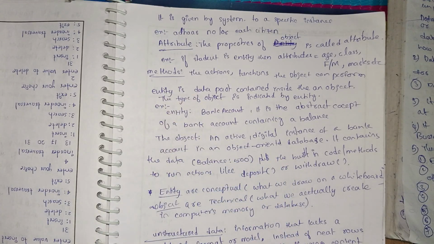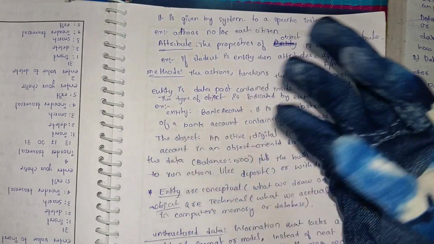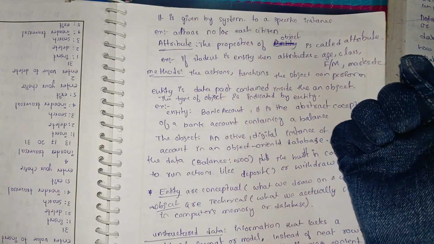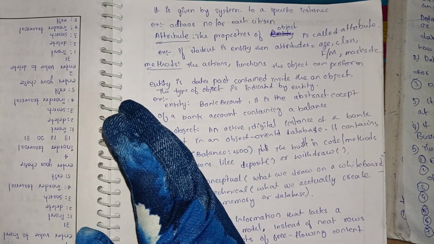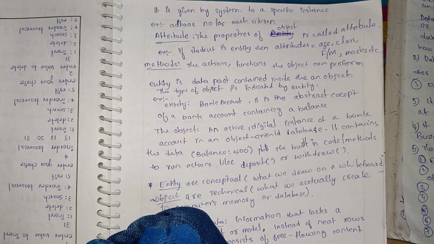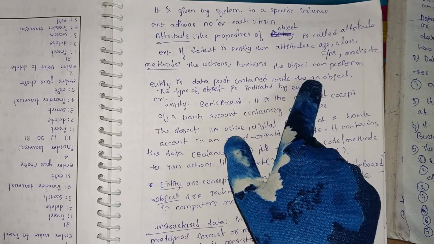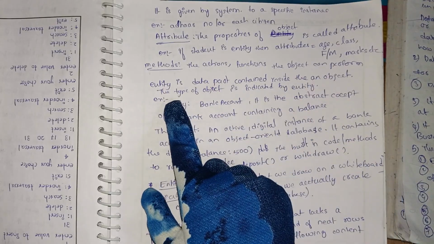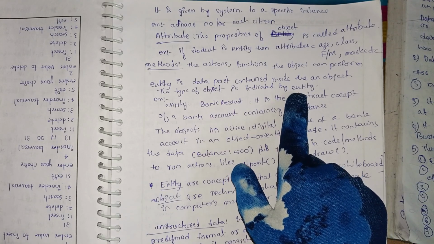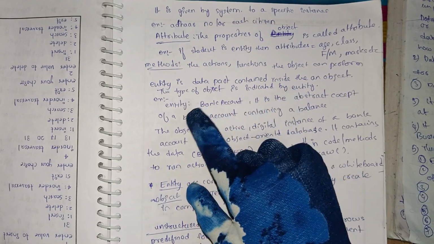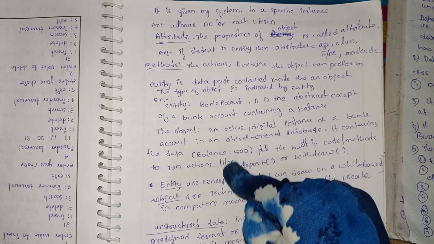So, entity we already know. Here I'm differentiating between entity and object. Entity is a real-world thing about which we want to give information. So an entity is a data part contained inside an object, and the type of object is indicated by the entity. We will understand these two statements by using an example.